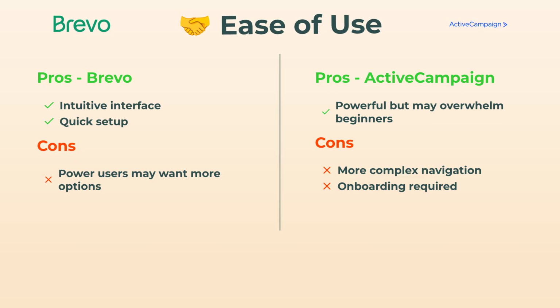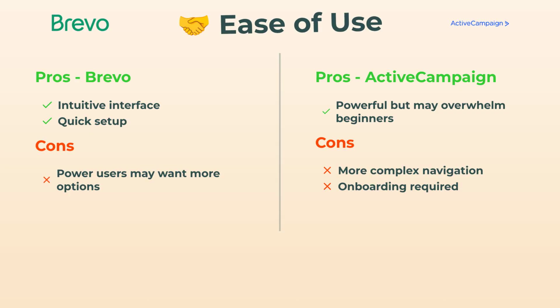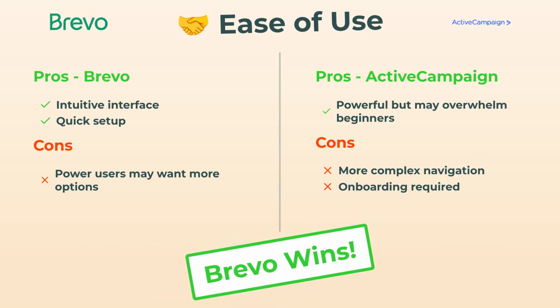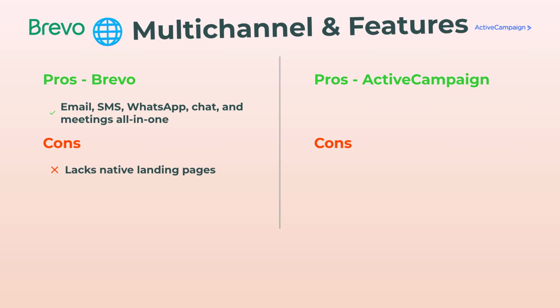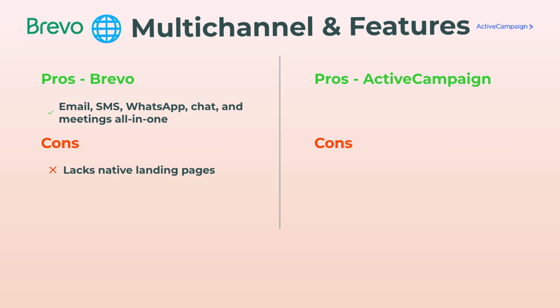ActiveCampaign is way more powerful, but not exactly the easiest for newbies. You'll probably need to spend some time with the tutorials. So for pure simplicity, Brevo nails it. Let's look at multi-channel features. Brevo is kind of awesome here because you get email, SMS, WhatsApp, even chat and meetings all in one dashboard.